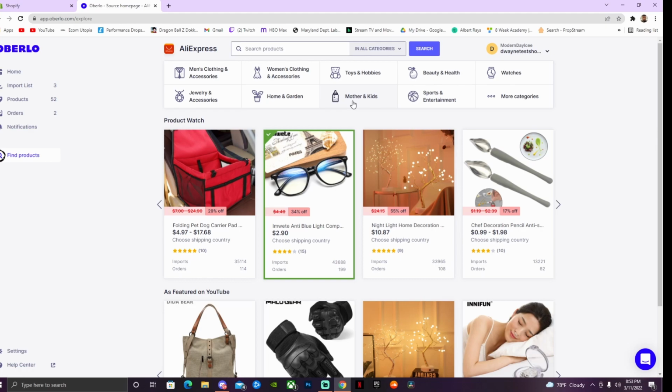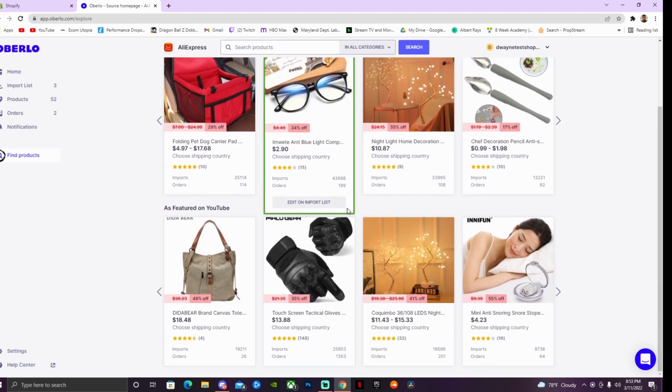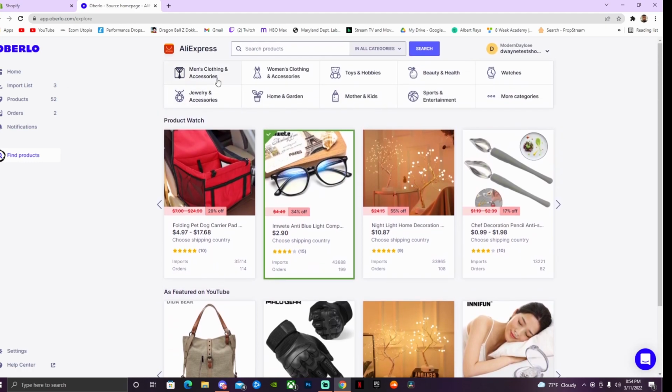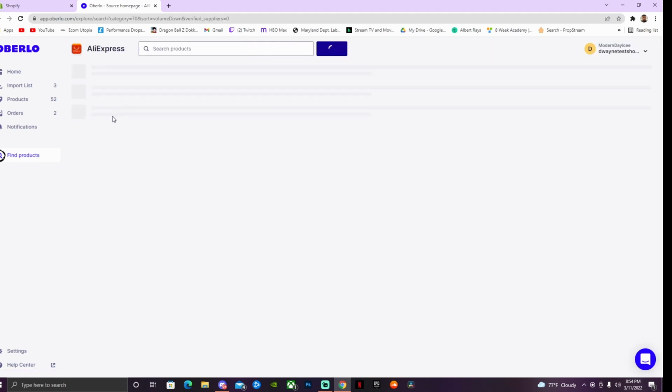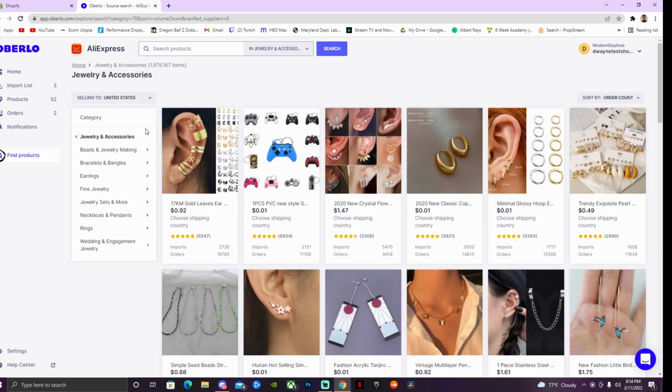That means there's demand for the product, as well as not a lot of competition when it comes to who's running ads or marketing for their product, or whoever has a Shopify store set up for that product. So for instance, we can just go into the jewelry section real quick to give you a quick example. For this one right here, we have 18,000 orders and 2,000 imports. So that's a pretty good ratio.